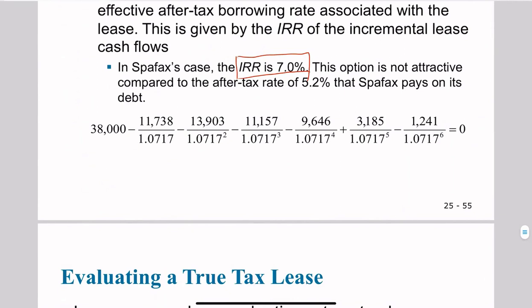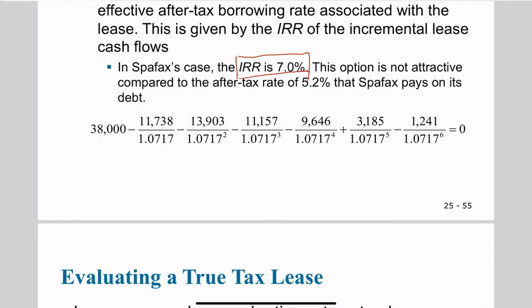Okay, now the confusing part is, how do you use IRR to evaluate the project? Remember that in Corporate Finance 1, if IRR is larger than the cost of capital, then you would know that this is a positive NPV project, right? So basically, if IRR is larger than the cost of capital, then this is a desirable project. But in this case, what you can see here is the IRR is 7%, and the cost of capital, which is the after-tax borrowing rate, is 5.2%.